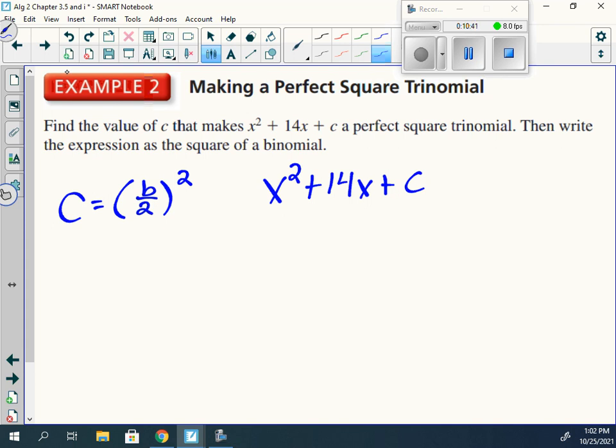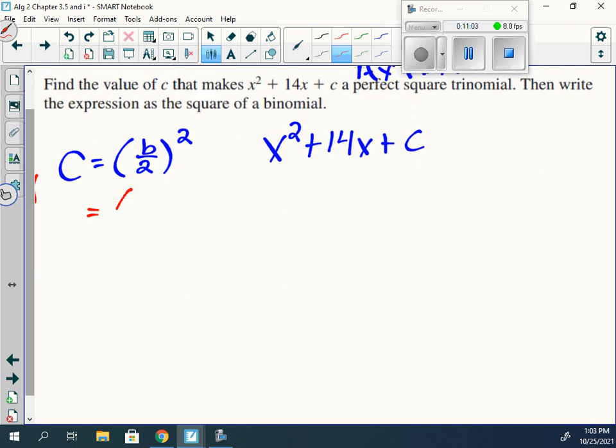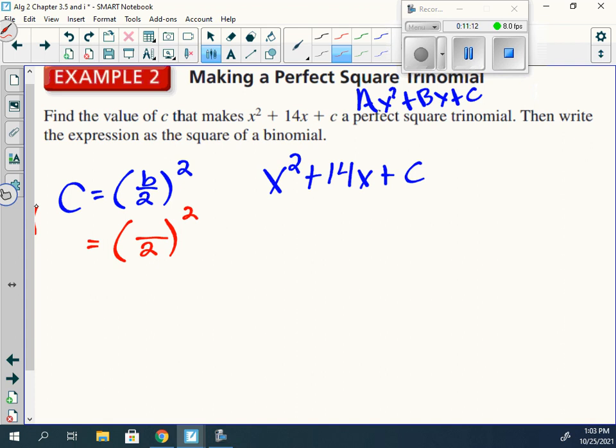This here, c is equal to b over 2 squared, will give us the value of c that will turn this x squared plus 14x into a perfect square trinomial every single time. And again, this is going off of the general equation, ax squared plus bx plus c. So if we want to find the value of c, we're taking b divided by 2 squared. Looking at this polynomial here, what is the value of b?